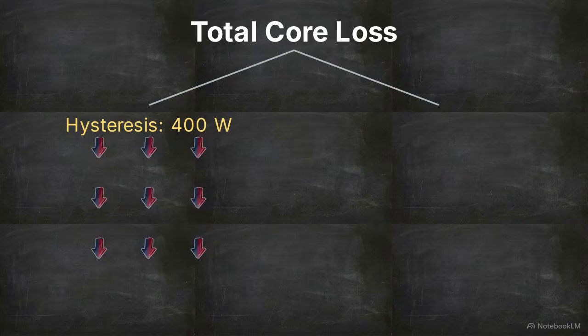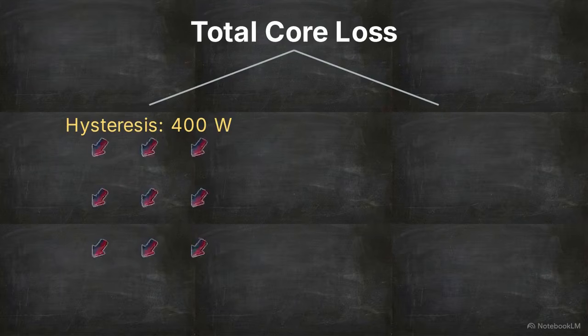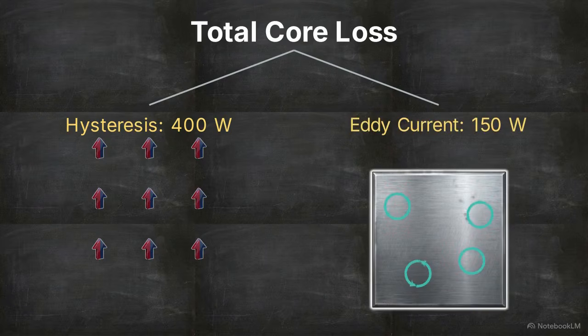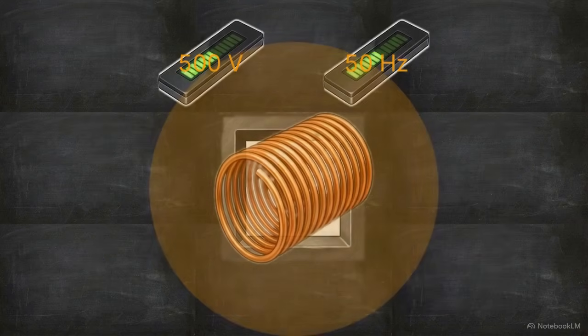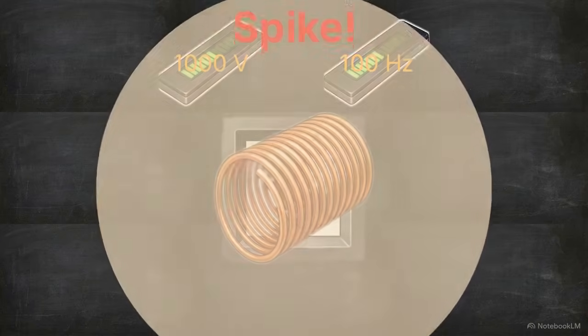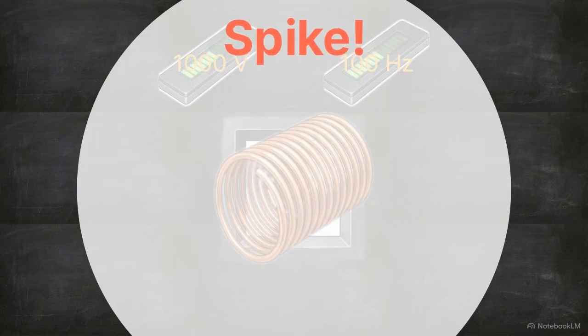This total core loss is made of two distinct parts. First, we have hysteresis loss, which is the energy absorbed by the core material as the magnetic field constantly flips direction. Second, we have 150 watts of eddy current loss, generated by small, swirling electrical currents induced within the core itself. But then, the operating conditions change drastically.